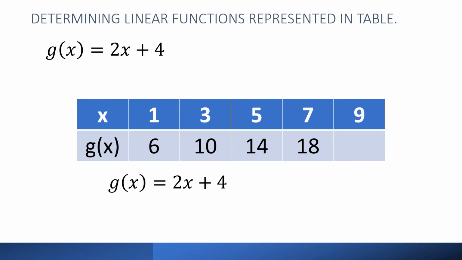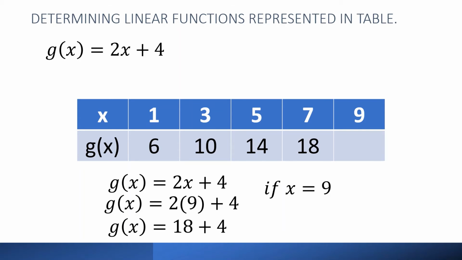Then we have 2x plus 4. If x is equal to 9, then we have 2 times 9 plus 4. So we have 18 plus 4, that will give you 22.